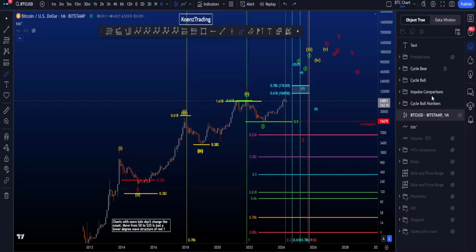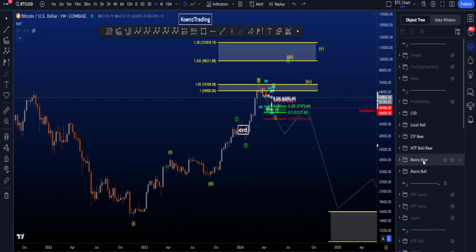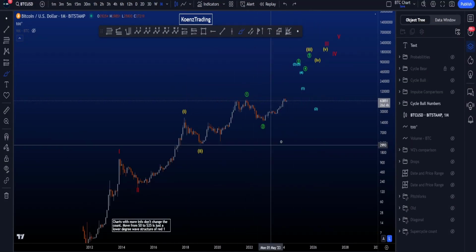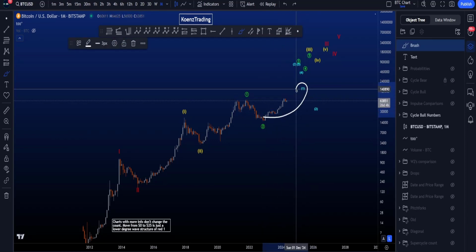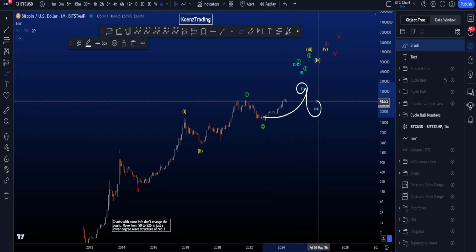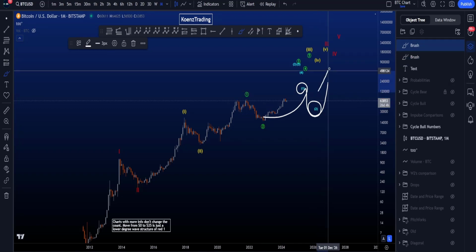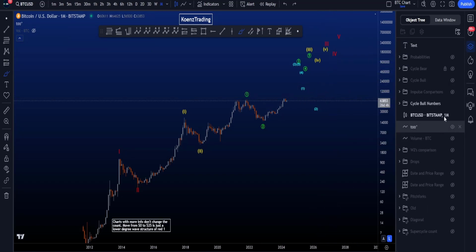Hi everyone, let's go over my bullish and bearish Elliott wave scenarios on Bitcoin, starting on the monthly chart where we're looking for this bull market in the blue wave 1, followed by a bear market in the blue 2, after which we expect continuation to the upside.